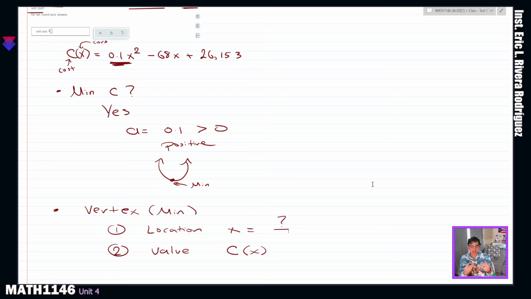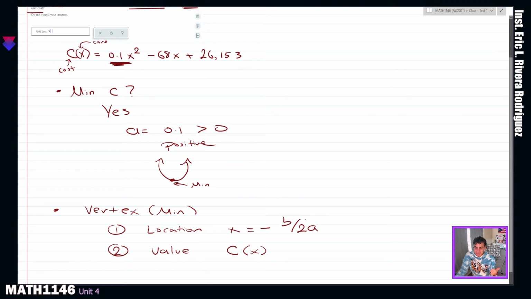In order to get the minimum value at the vertex, we need to do one thing first. We need to identify the location of the vertex. That is the X value of the vertex. And like Madeline wrote on the chat, what we are going to use is the following formula: minus B over 2A, getting B and A from the equation. So those coefficients are there.